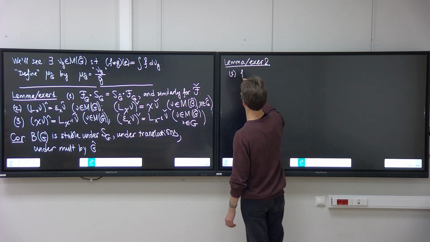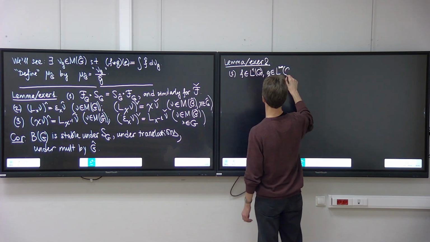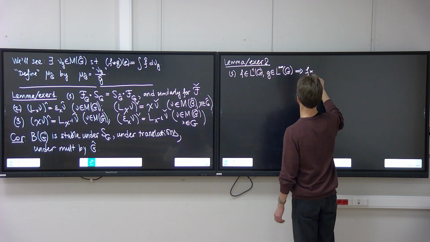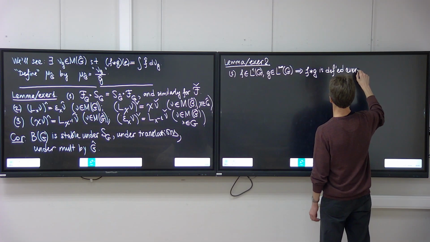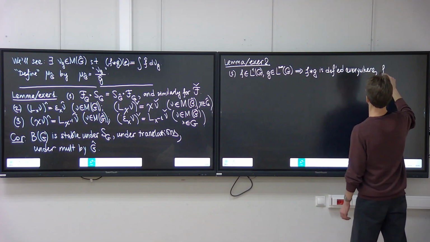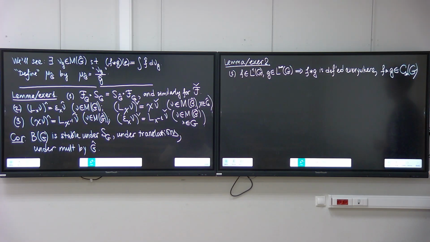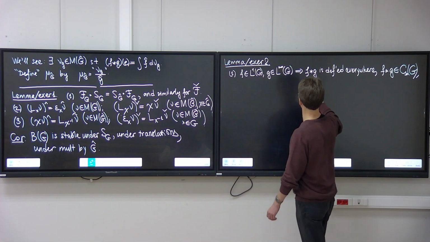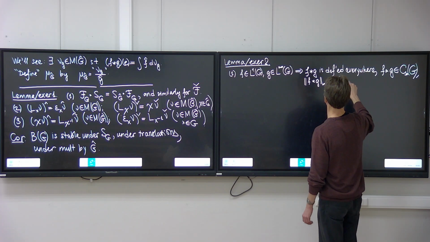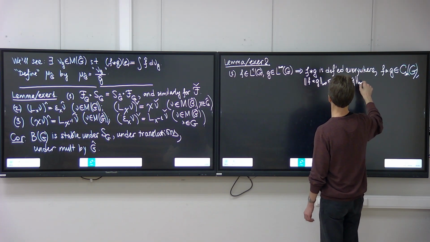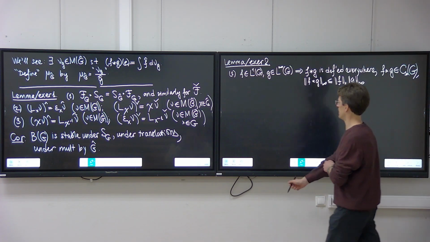First of all, I claim that if f belongs to L1 of G, and g belongs to L infinity of G, then their convolution, f star g, is defined everywhere on G, belongs to the space of bounded continuous functions, so it is continuous and bounded, and its supremum norm is less than or equal to the product of the L1 norm of f and the L infinity norm of g. So we can always convolve an L1 function and an L infinity function.